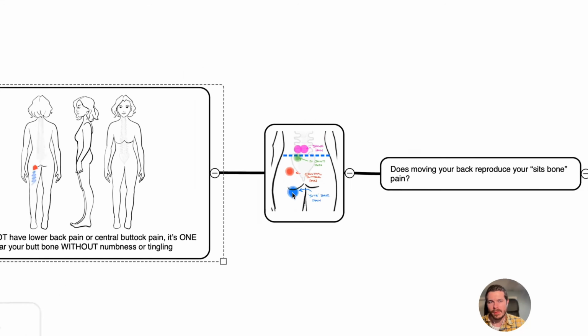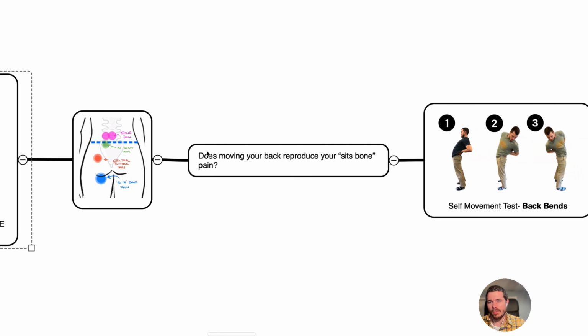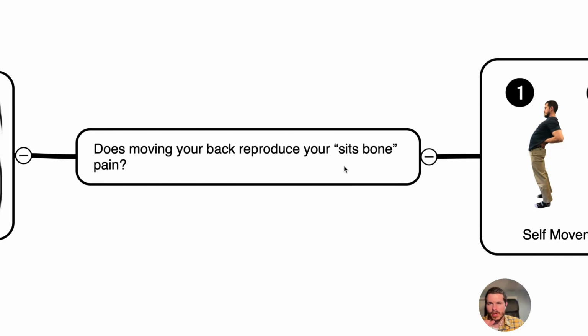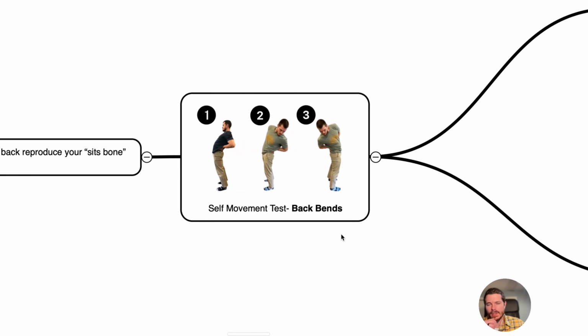First things first, we know that problems upstream in the back can cause you to feel pain here. Problems down here won't cause you to feel pain up here. Upstream problems can cause you to feel pain downstream, not the other way around. So we want to make sure it's not a back problem. Does moving your back reproduce your sit bone pain? So, self-movement test, back bends. Let's go ahead and do them.